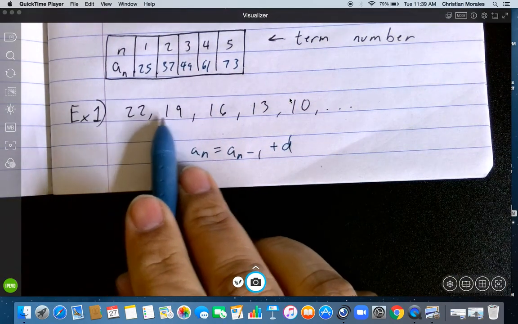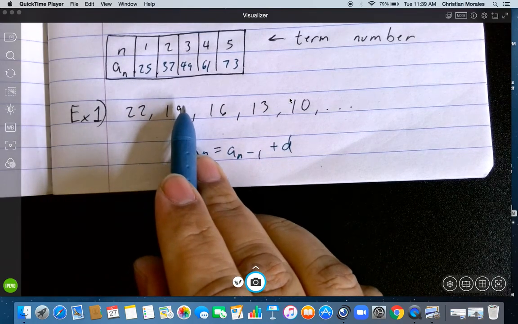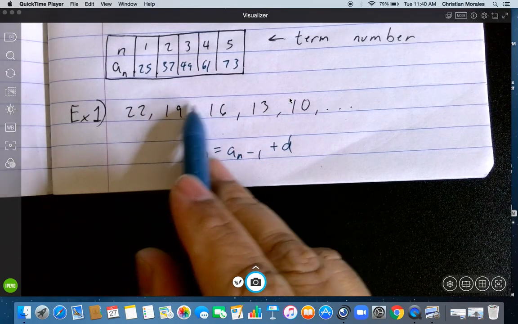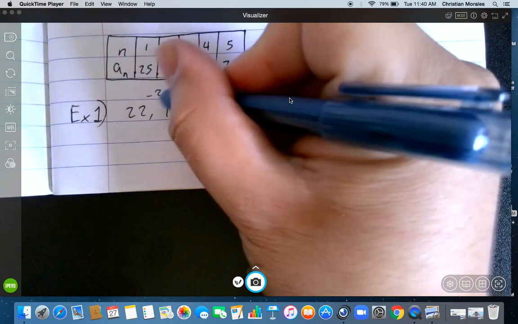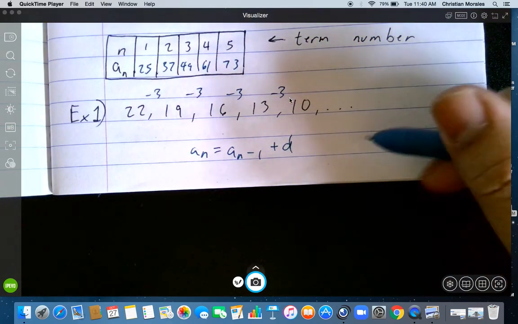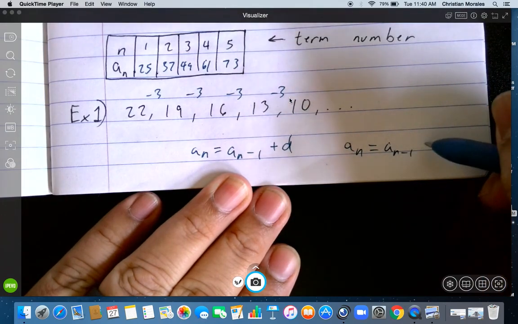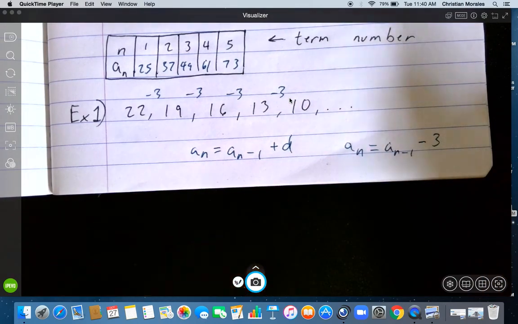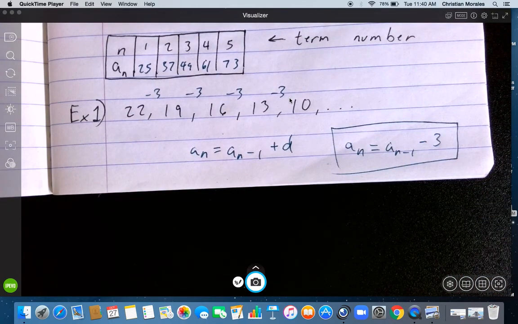You need to find the common difference between the numbers. Now these numbers are decreasing, so the gap between the numbers, the common difference, is going to be subtracting by 3. So I would write -3, like that. And that's a recursive formula. That's it. Okay, let's go to the next one.